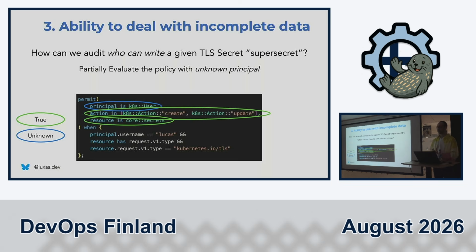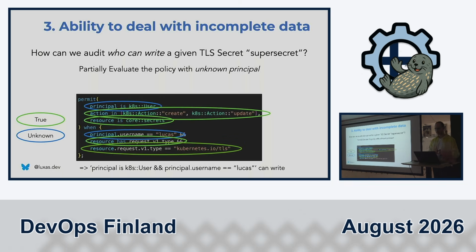Now we know that the resource is a secret, so that's true. So these two are true. We don't know what the principal username is, because the principal is unknown, but we know that this resource has a type field, and that this type field is TLS, for example. With the same logic as before, everything else is true, and only something is unknown, which can be true or false.